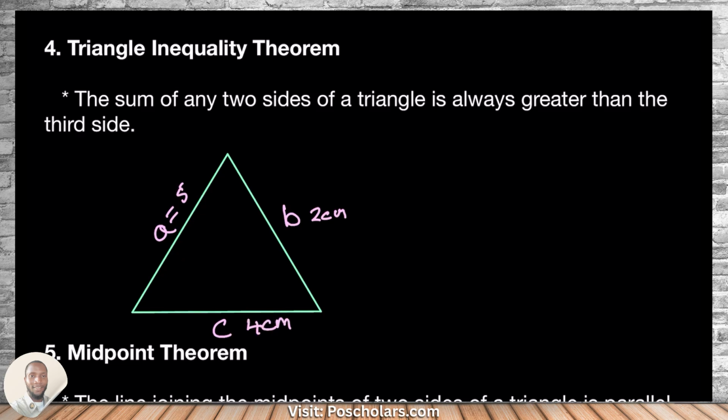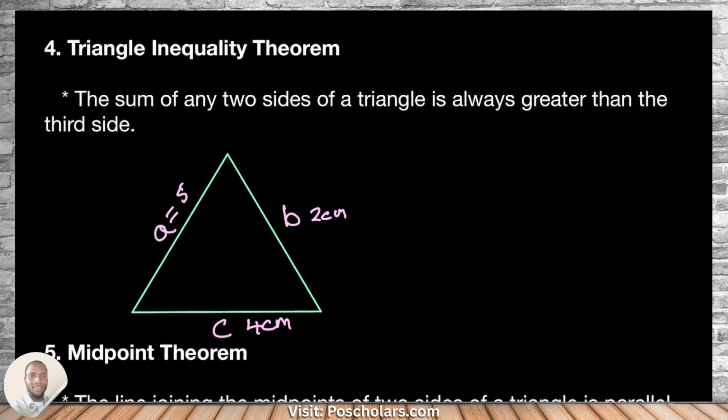Now let's confirm. It says when you sum any two sides, it must be greater than the third side. Let's sum side A and side C. 5 plus 4 gives 9, and 9 is greater than the third side, which is what? 2 centimeters. Let's test for these two. 5 plus 2 is what? 7, which is greater than the third side, which is what? 4 centimeters. So it is very, very true.